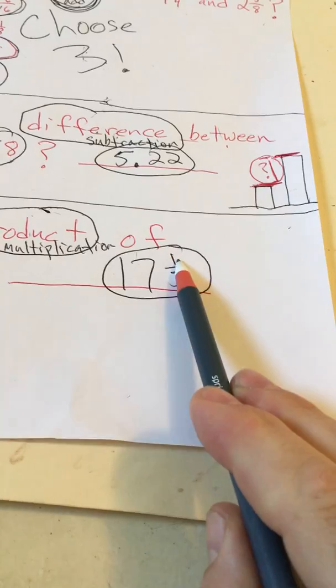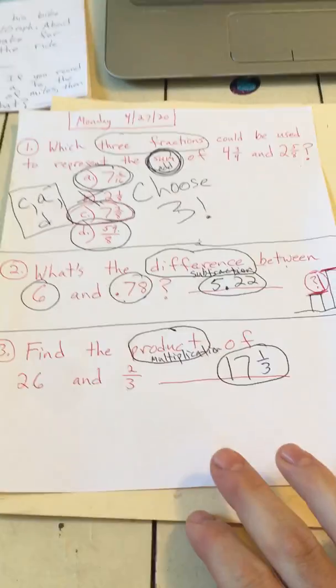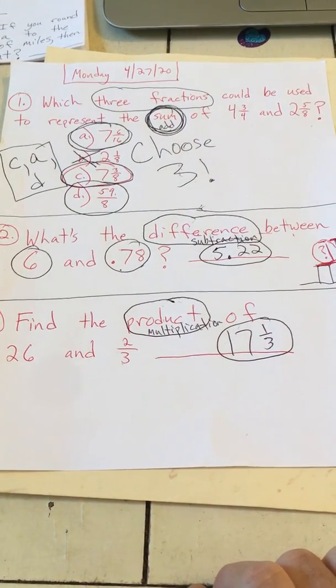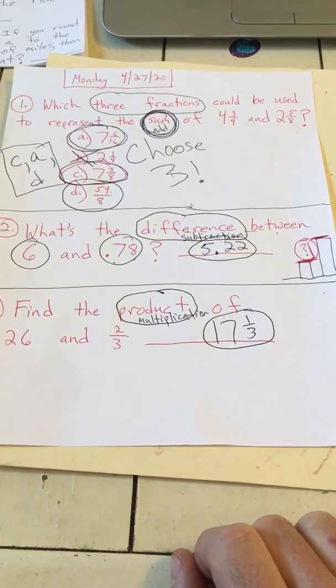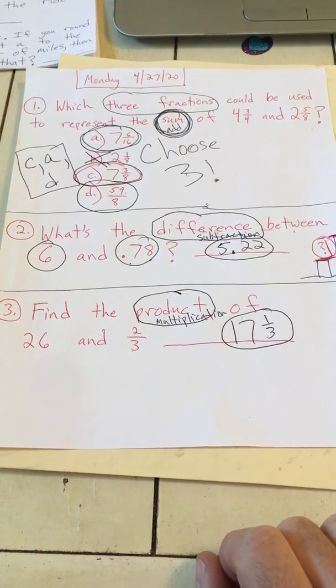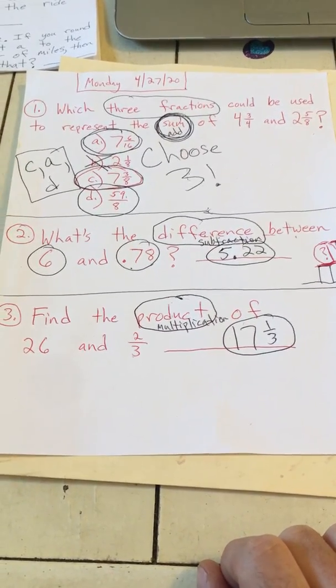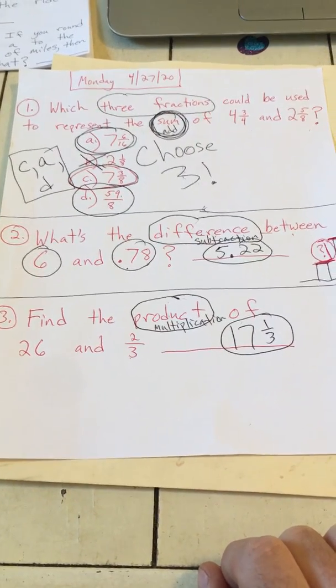If you got to there, great job. We would try to simplify this, but since the numerator is 1, we can't make that any simpler. So there are all the answers for today. Number 1 is A, C, and D, because we had to choose 3. Number 2 is 5.22. We had to subtract to find the difference. And number 3, we had to multiply to find the product and then turn it into a mixed number, which is 17 and 1/3. Okay, great job.